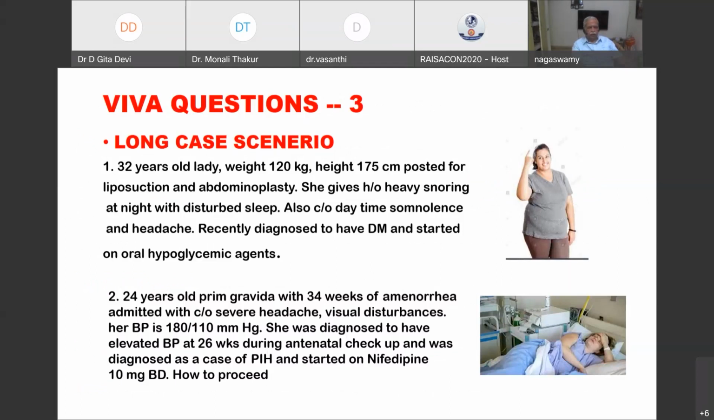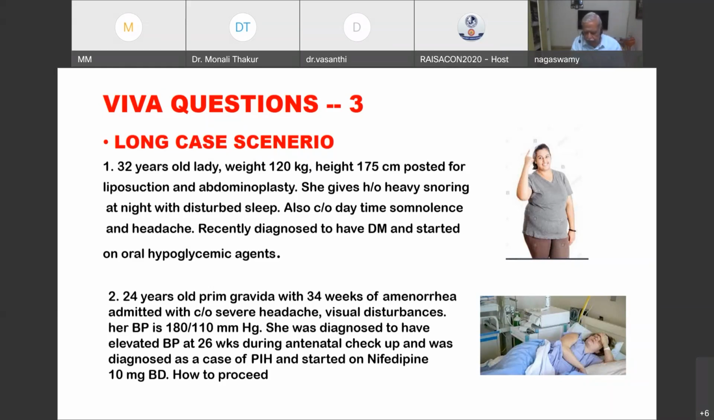So 34 weeks, what trimester is it? Third trimester. So in the third trimester, the patient is admitted. She has already been diagnosed with high BP at 26 weeks. So is it pregnancy-induced hypertension or something else? What are the types of hypertension associated with pregnancy? How do you classify the hypertensive disorders of pregnancy?